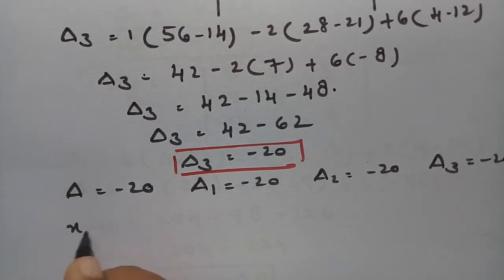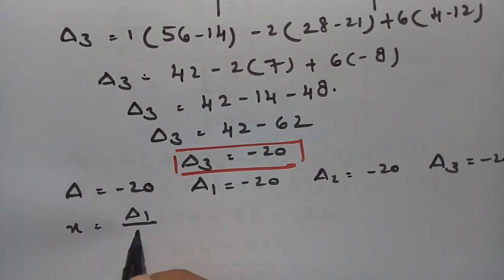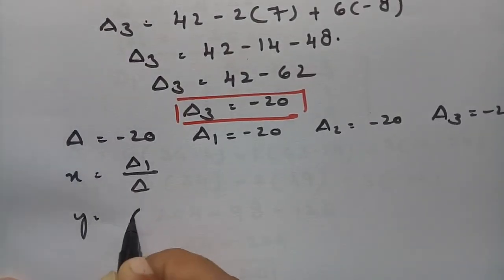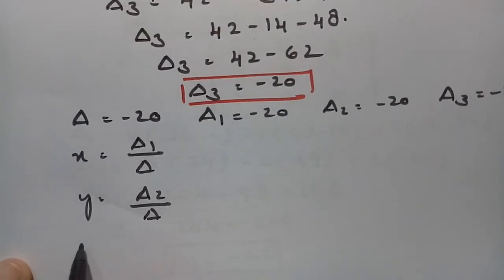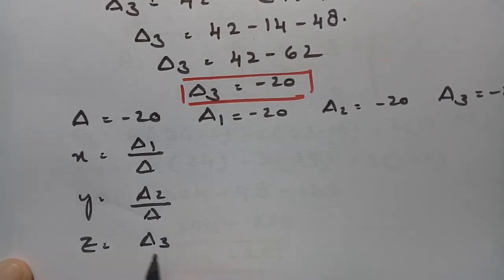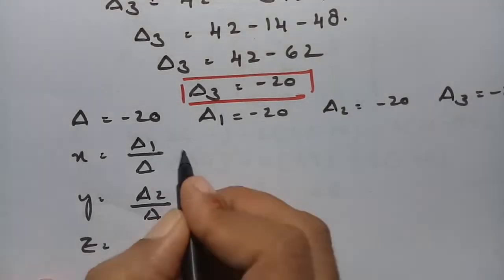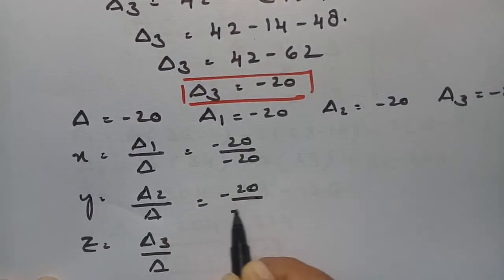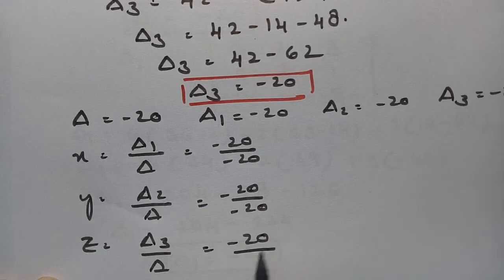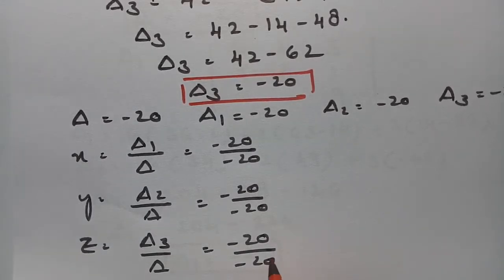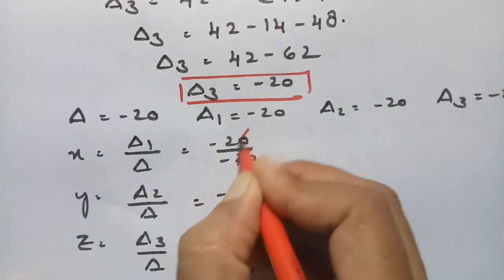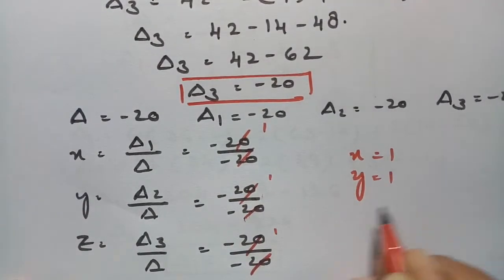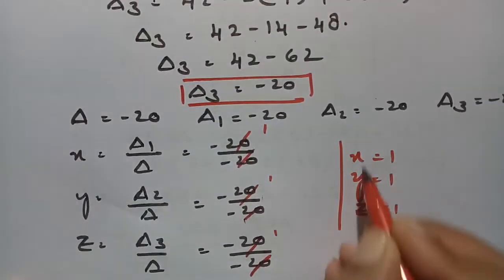So if I want the value of x, this is delta 1 by delta, for y value this is delta 2 by delta, and z value is delta 3 by delta, which is minus 20 by minus 20 for each. If I cancel, our x value is equal to 1, y value is equal to 1 and z value is equal to 1.